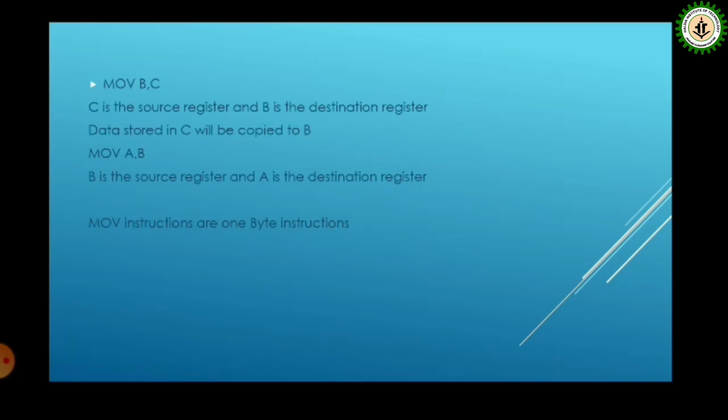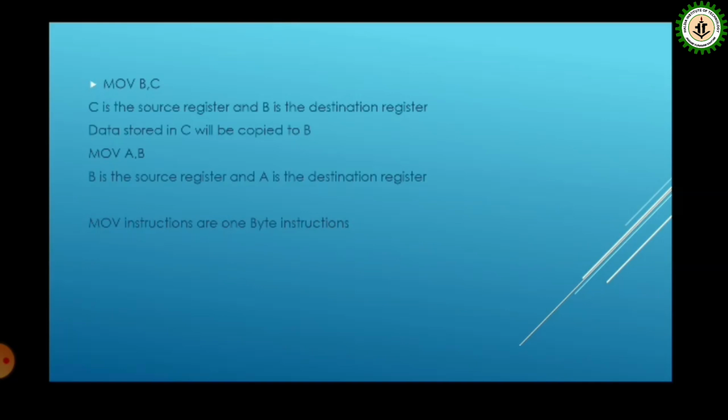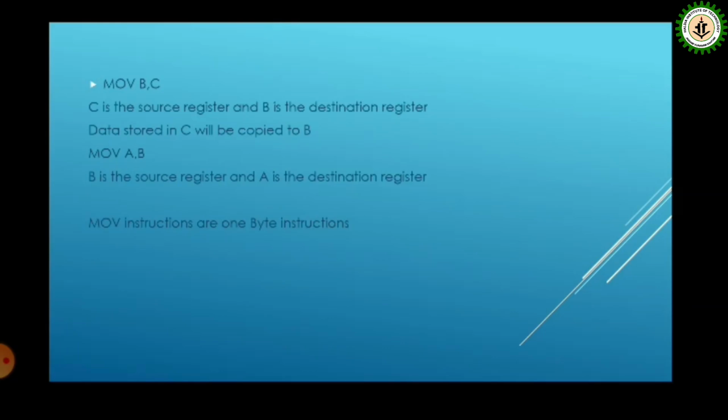Here, MOV B, C, as I discussed, C is the source register and B is the destination register. And MOV A, B. So these are 1-byte instructions, and MVI is a 2-byte instruction. MVI A 5AH, MVI B 7CH, these are all 2-byte instructions.